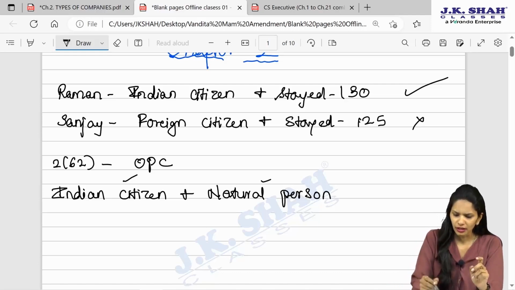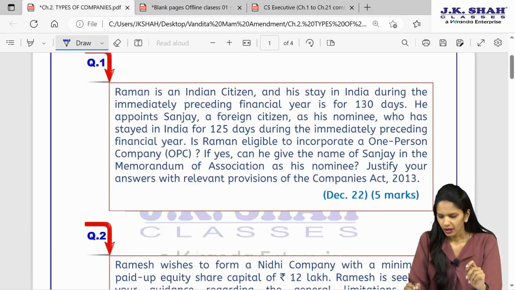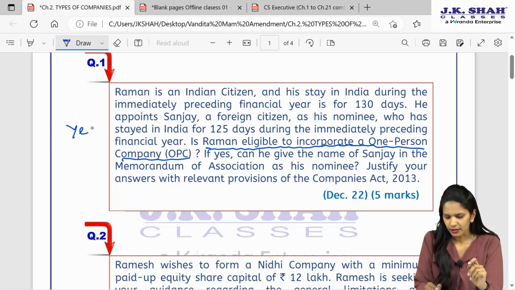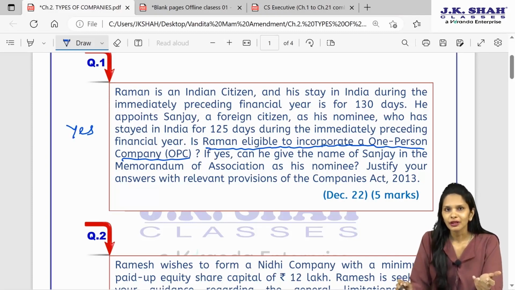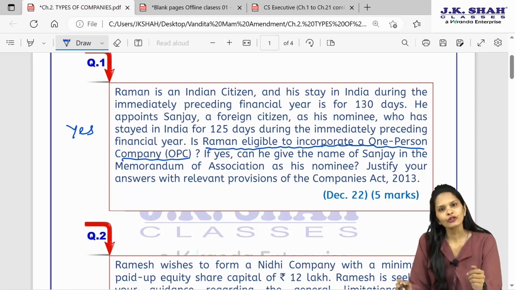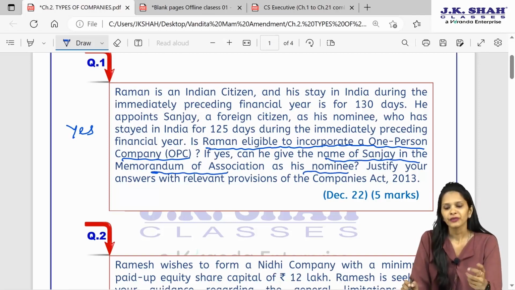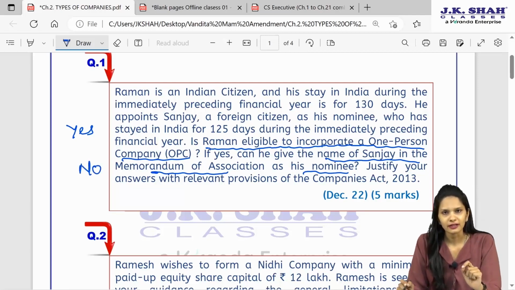I hope we have got our answer. Okay, so what is the answer? Let us go back to the question first. What was the first question asked? Is Raman eligible to incorporate an OPC? The answer is yes, he is eligible to incorporate an OPC, and you have to give the reason for that, as Raman is an Indian citizen and also a natural person. And the second one: can he give the name of Sanjay in the Memorandum of Association as his nominee? Over here the answer will be no, because Sanjay is not an Indian citizen.